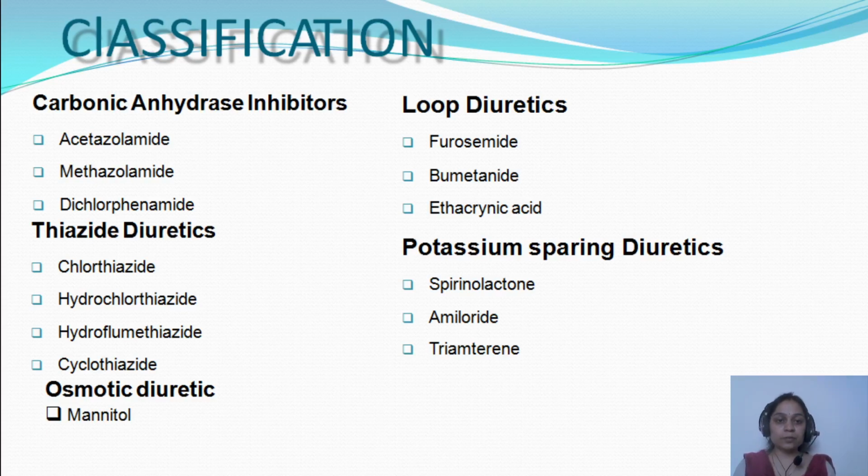Classification of diuretics. Five categories are there. First one is carbonic anhydrase inhibitors. Drugs are acetazolamide, methazolamide, and dichlorphenamide. Second category is thiazide diuretics. Drugs are chlorothiazide, hydrochlorothiazide, hydroflumethiazide, and cyclothiazide. Third category is osmotic diuretic. Drug is mannitol. Fourth category is loop diuretics. Drugs are furosemide, bumetanide, and ethacrynic acid. Potassium sparing diuretics. Drugs are spironolactone, amiloride, and triamterene.